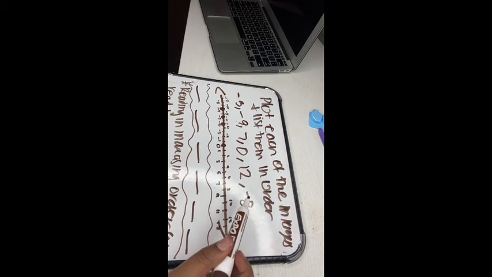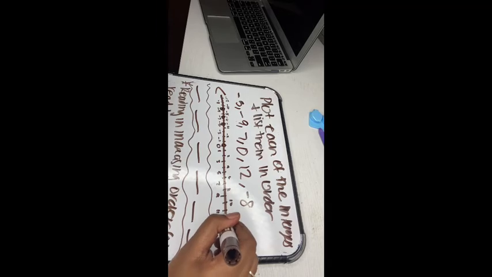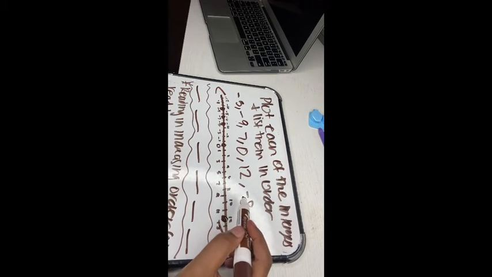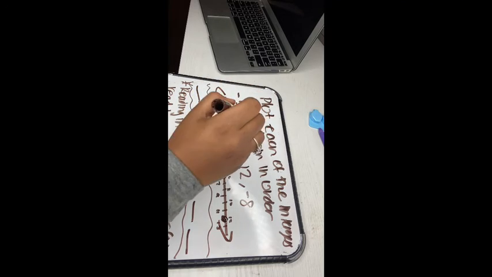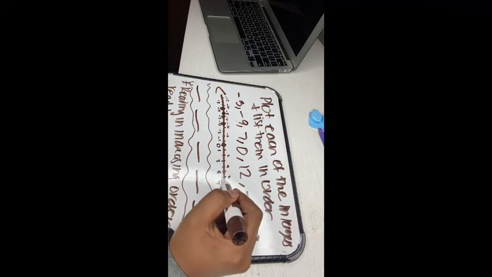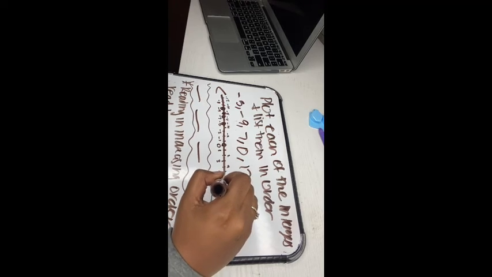12 is positive, so it'll be to the right of 0. And -8 is negative, so it'll be to the left of 0. And we skipped over 1. 7 is also positive, so it'll be to the right of 0.